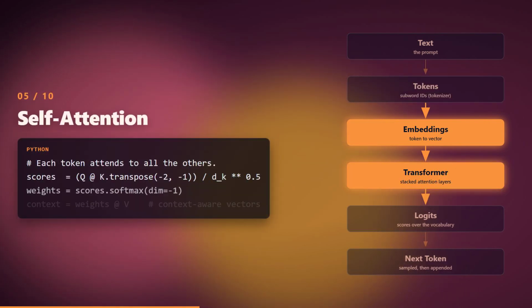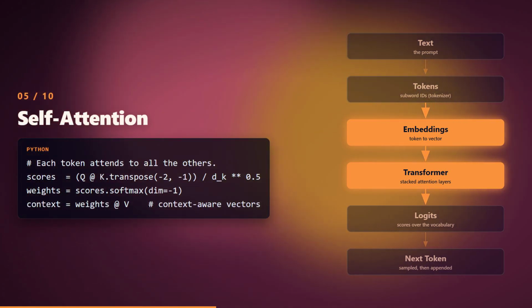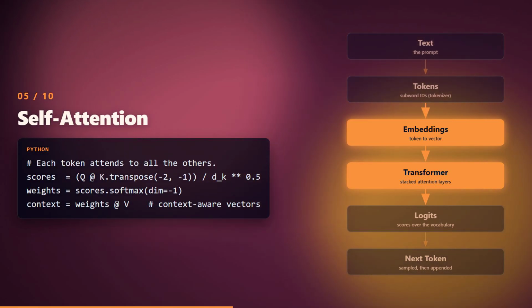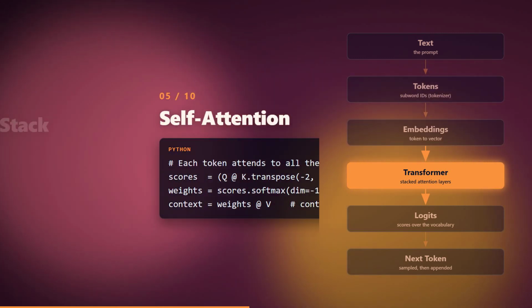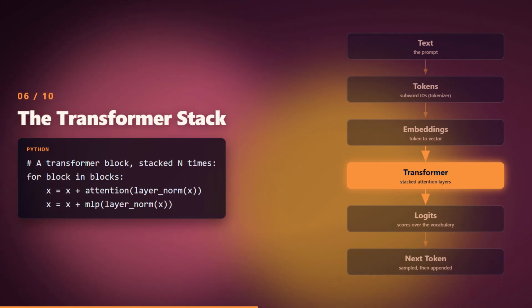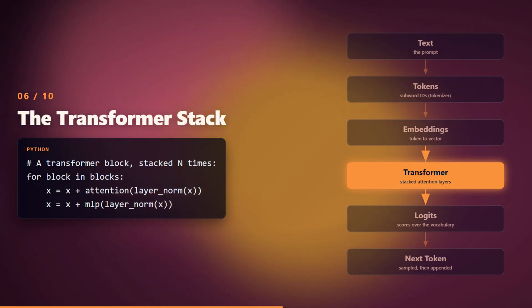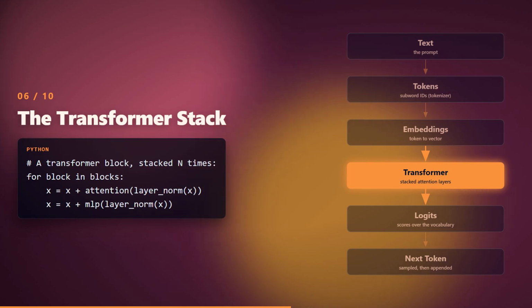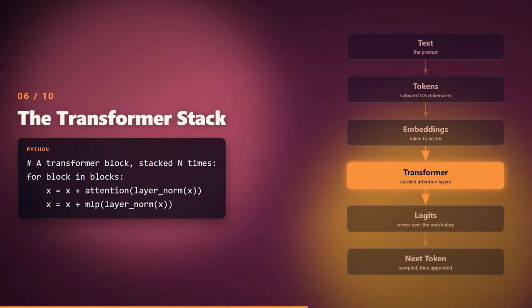This is the key idea. Every token looks at every other token and decides how much to pay attention to each. That is how the model builds context, so bank near river means something different than near money. One block is attention followed by a small feed-forward network, with residual connections. The model stacks dozens of these blocks. GPT-3 used 96 layers, each refining the representation a little more.